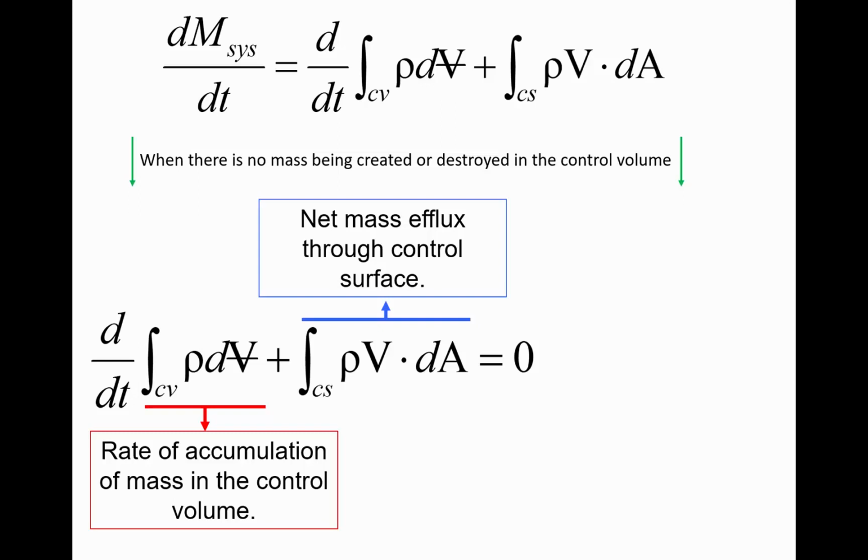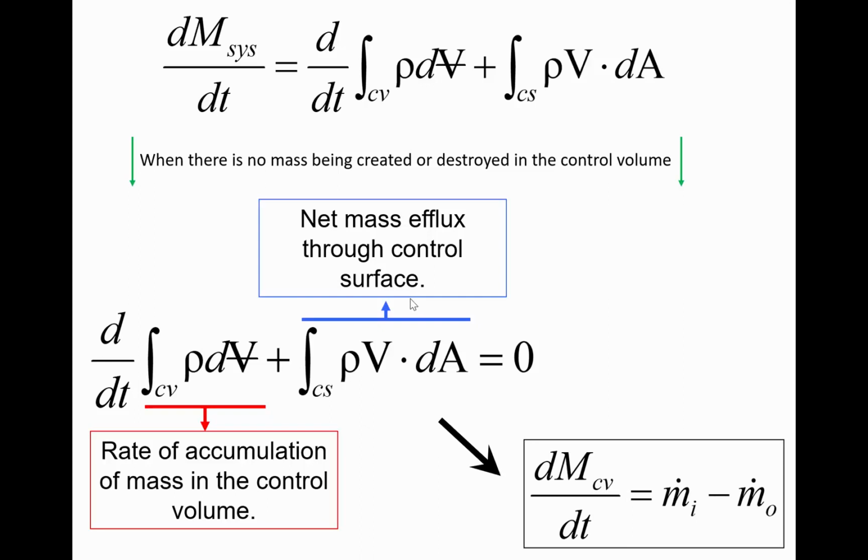And so what that now says is that the rate of accumulation inside of the control volume is equal to the net flux out through the control surfaces. So the other way to say that is that the change of mass in the control volume over time is the difference between the inflow and the outflow. And this is if there isn't a reaction occurring inside of the control volume. So we keep track of the mass in and the mass out.